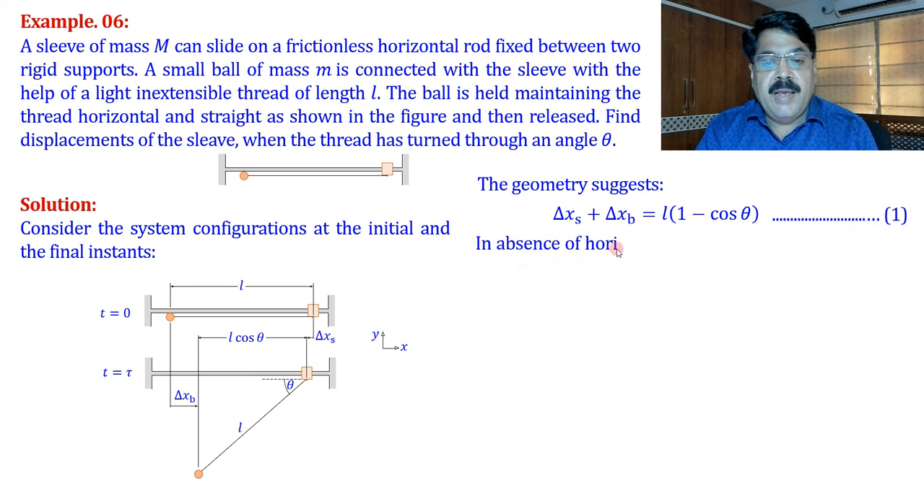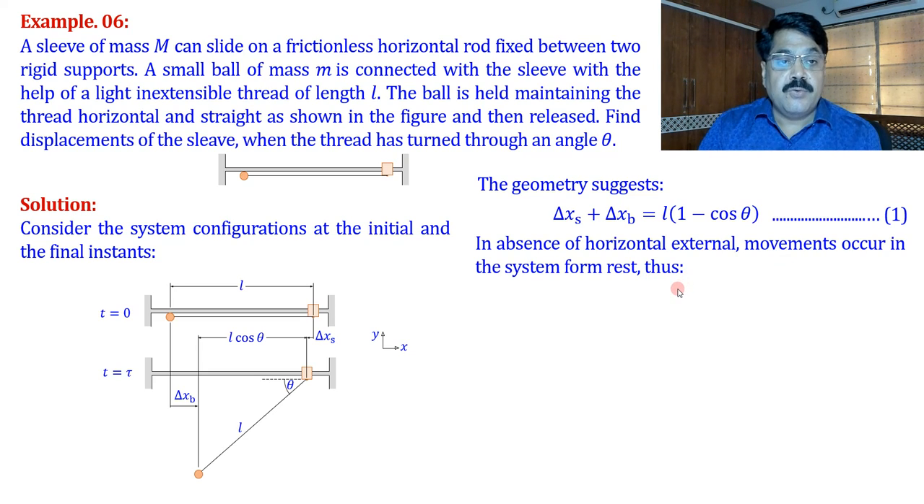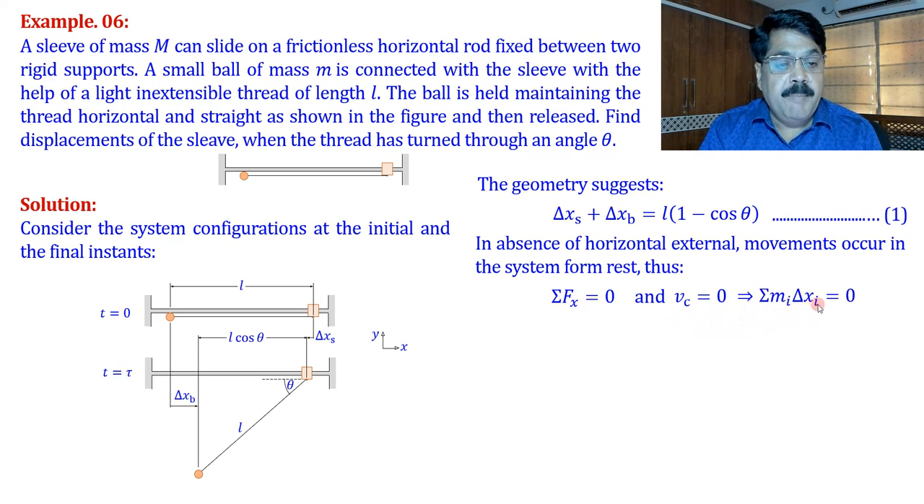Now, in the absence of horizontal external forces, movements occur in the system from rest. Thus, there is no displacement of the center of mass. So what can we write here? Summation Fx is equal to 0 and vc is equal to 0. So what can we write? Summation mi delta xi will be 0. Here we are using one dimension, so there is no need to use a vector sign.